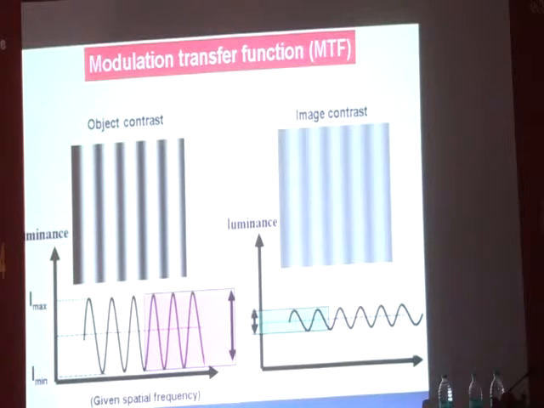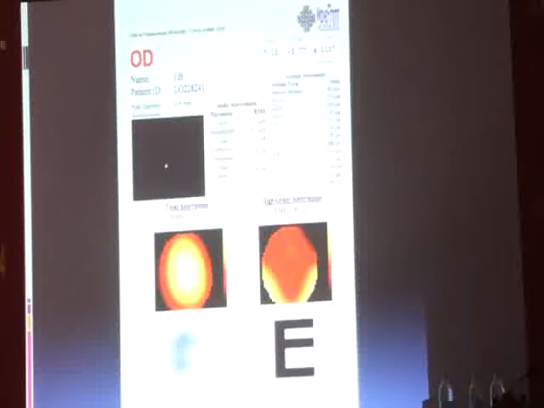Then we have something called the modulation transfer function, where the contrast transfer from object to the image is measured. If the ratio between the image contrast and object contrast is good, then the image quality will also be good. This is exactly how the final printout will be. These two images, one is for the total aberration, the other one is only for the higher order aberration. Then we have the values, the coefficients of individual aberrations, and then there is a simulation of the letter E.